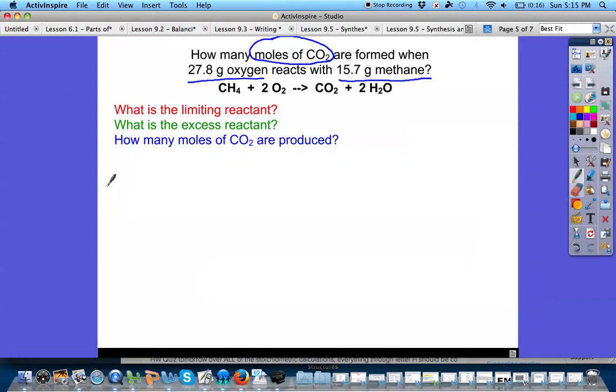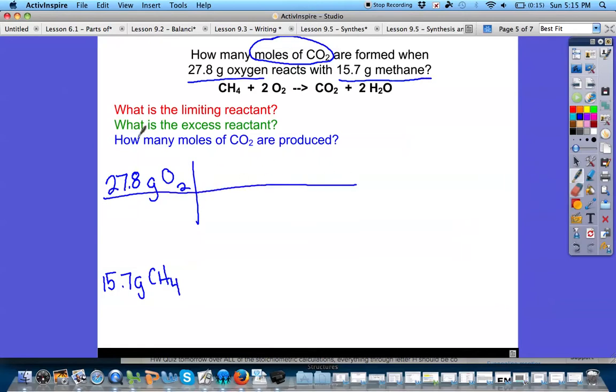Welcome back. So we're going to start one of our calculations off with 27.8 grams of oxygen, and our other with 15.7 grams of CH4. So oxygen's molar mass, the average atomic mass is 16. There's 2 atoms, so that's going to give us 32 grams per mole.